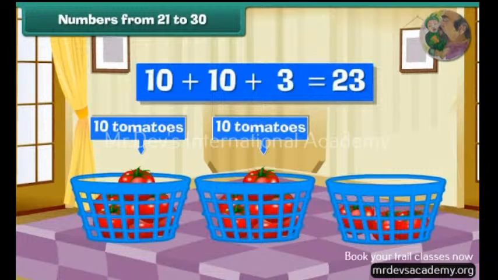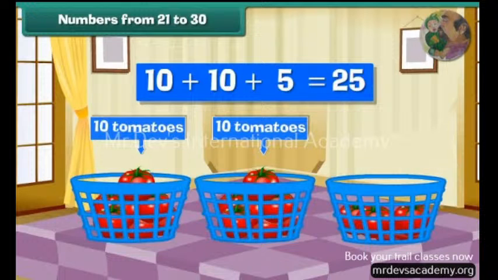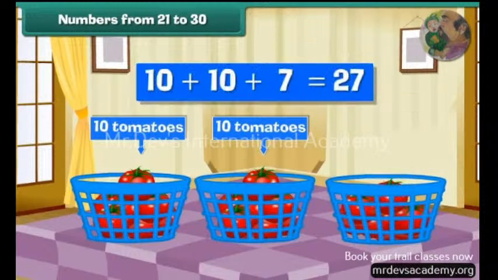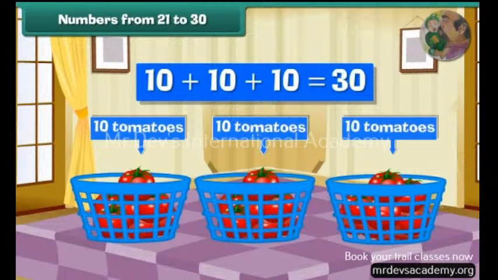Similarly, 2 tens and 3 make 23. 2 tens and 4 make 24. 2 tens and 5 make 25. 2 tens and 6 make 26. 2 tens and 7 make 27. 2 tens and 8 make 28. 2 tens and 9 make 29. 2 tens and 10 make 3 tens, that is 30.